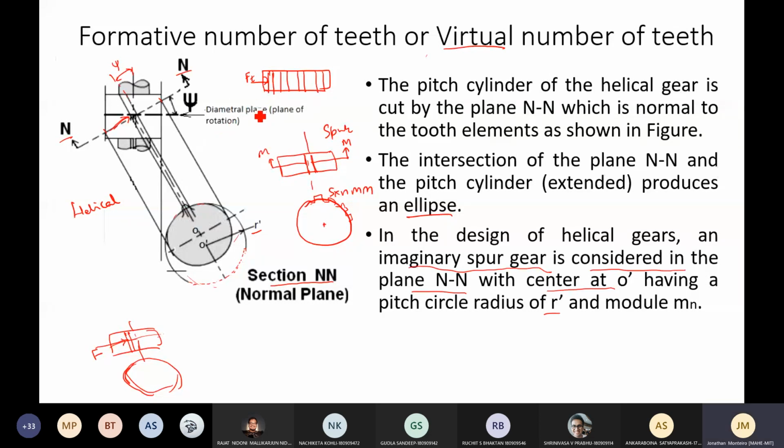Correct, but here it is a bit difficult. Why? Because your teeth are inclined. So one tooth is like this, the other tooth is like this, parallel to each other, all teeth are like this. So even if you cut out a section through this, normal to the tooth, you will get an ellipse. And for an ellipse, you cannot directly apply the Lewis equation, because the Lewis equation tells us that all the forces have to be normal. The form factor is of utmost importance here.